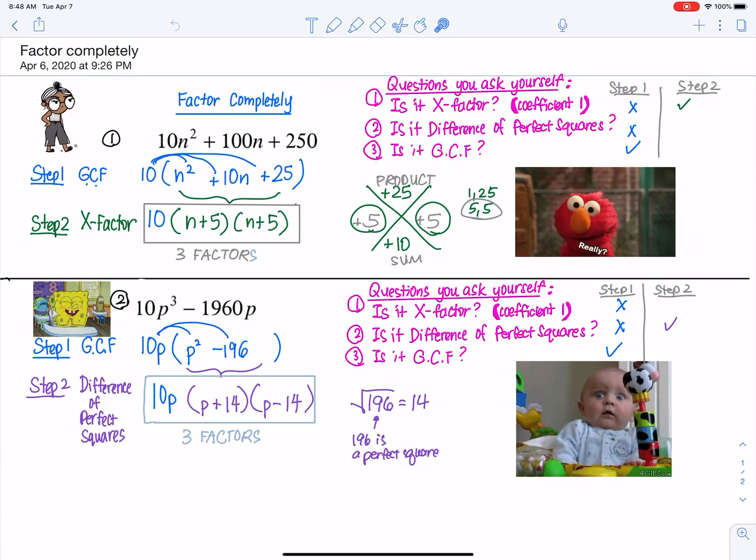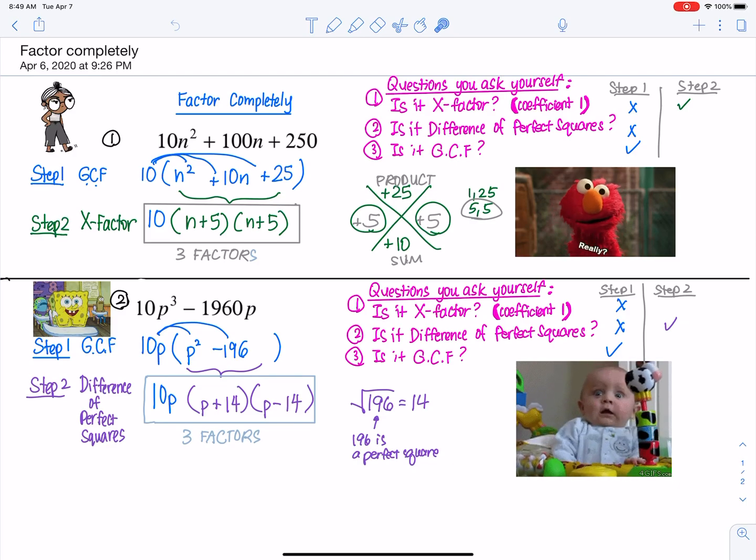Now let's look at the second question. Is it a difference of perfect squares? Well, first of all, this is not even a subtraction sign, so it cannot be a difference of perfect squares, so we cross that out. And so finally, we ask ourselves, is it GCF? And it is, because all the terms have a common factor of 10. So our GCF right now is 10. All of these numbers are divisible by 10. Now here we see n squared, here we see n, but do we see n here? No. So there is no n outside as a GCF.